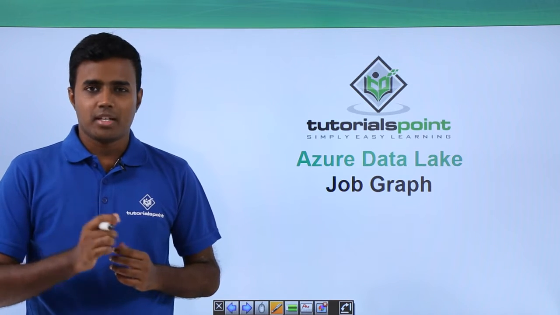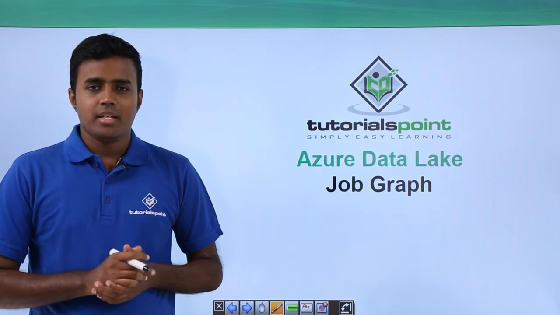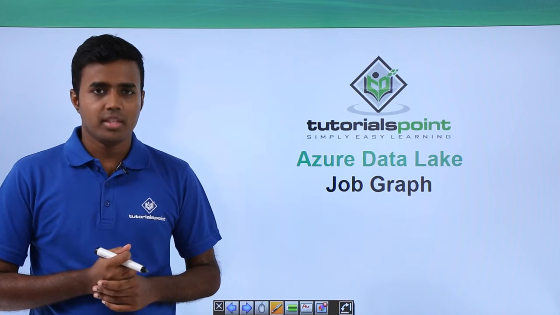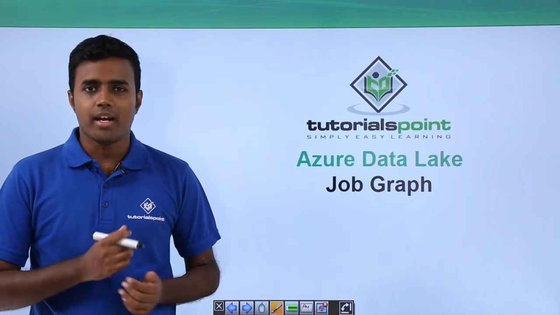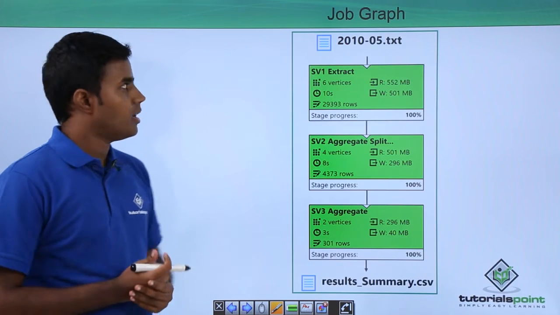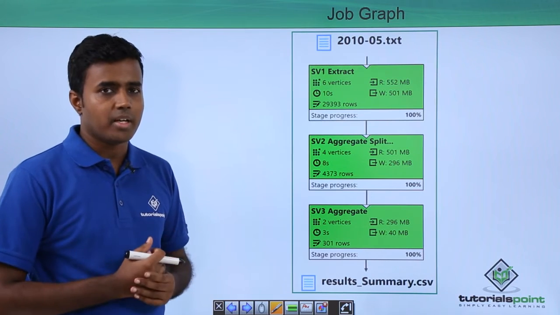Once the job is complete, either if it is a failure or a success, the data lake produces what is known as a job graph. So in this video, we will try to understand how to read the job graph. The job graph is basically a summary of what has really happened.